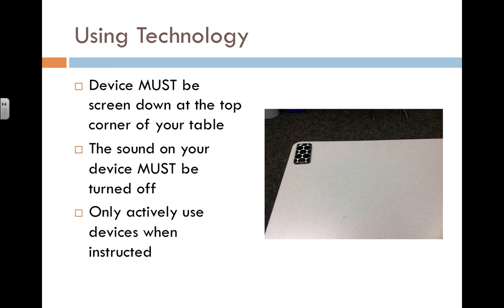Using technology. We will use technology a lot this year in 8th grade humanities. As a reminder, your device must be screened down and at the top corner of your table. Your device should either be in your bag or it should look like this on your table at all times, unless I give you permission to go ahead and use your device.